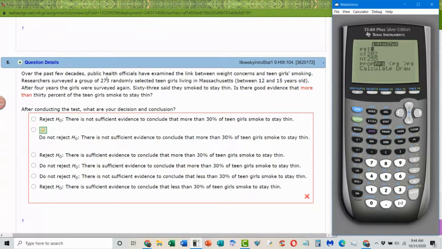They're not asking us about anything else. They just want us to know if we reject or don't reject the null hypothesis. And notice there's a whole bunch of reasons why we might. Okay. Our proportion is 0.3.